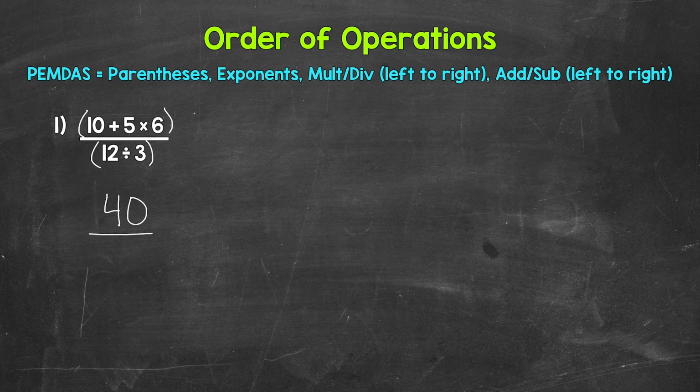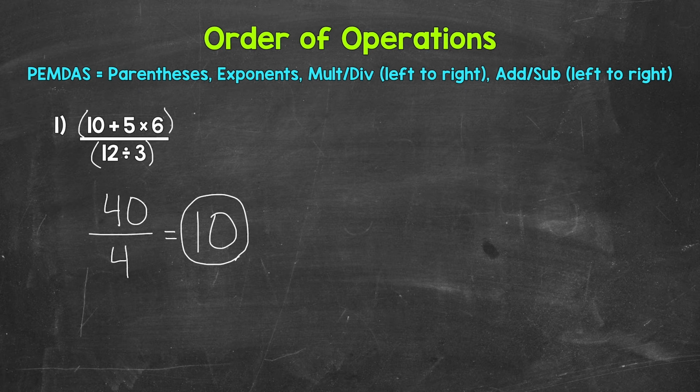As far as the bottom, we have 12 divided by 3, which is 4. So the denominator is 4. And we end up with 40 over 4. Now we need to divide. We have our numerator, 40, divided by our denominator, 4. 40 divided by 4 gives us 10. So this is our final answer, 10.